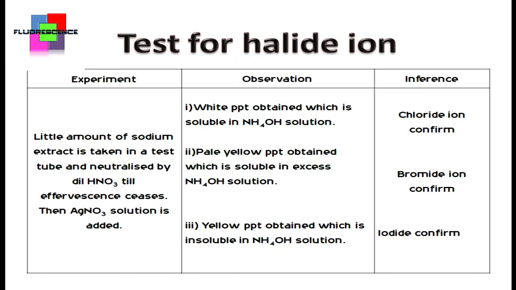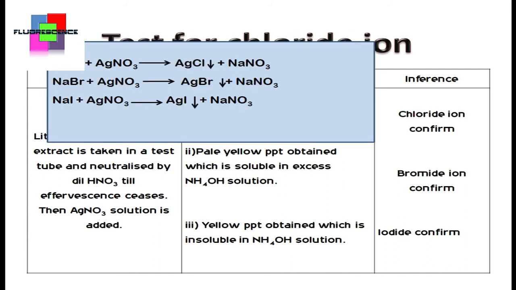Moving to the test for halides. First of all, we will take the sodium carbonate extract. You will neutralize this with dilute nitric acid. Be careful, dilute nitric acid till the effervescence ceases. Then you will add silver nitrate solution. If you get a white precipitate which is dissolving in ammonium hydroxide solution, it indicates the presence of chloride ion. If you get a pale yellow precipitate which is dissolving in excess of ammonium hydroxide solution, it will indicate the presence of bromide ion. If you get a yellow precipitate which is totally insoluble in ammonium hydroxide solution, it will indicate the presence of iodide ion.